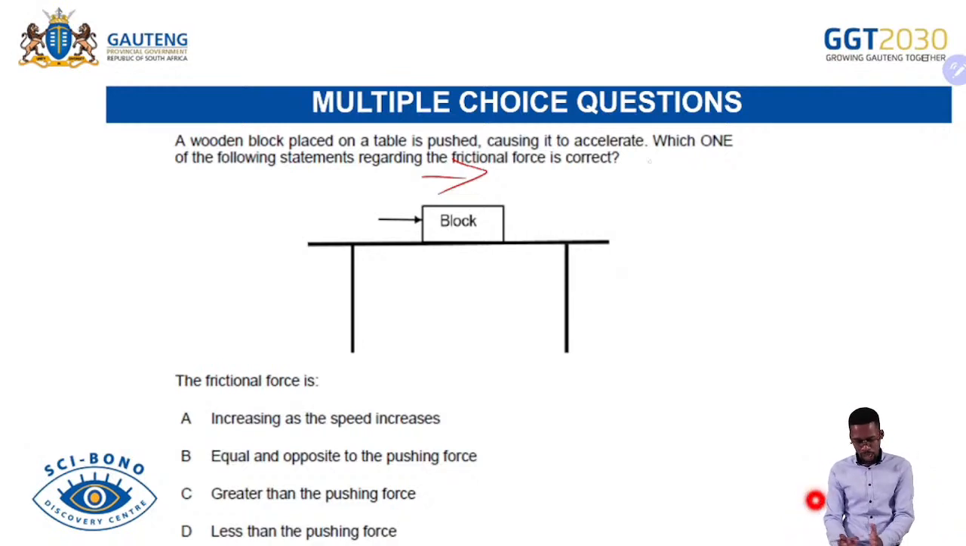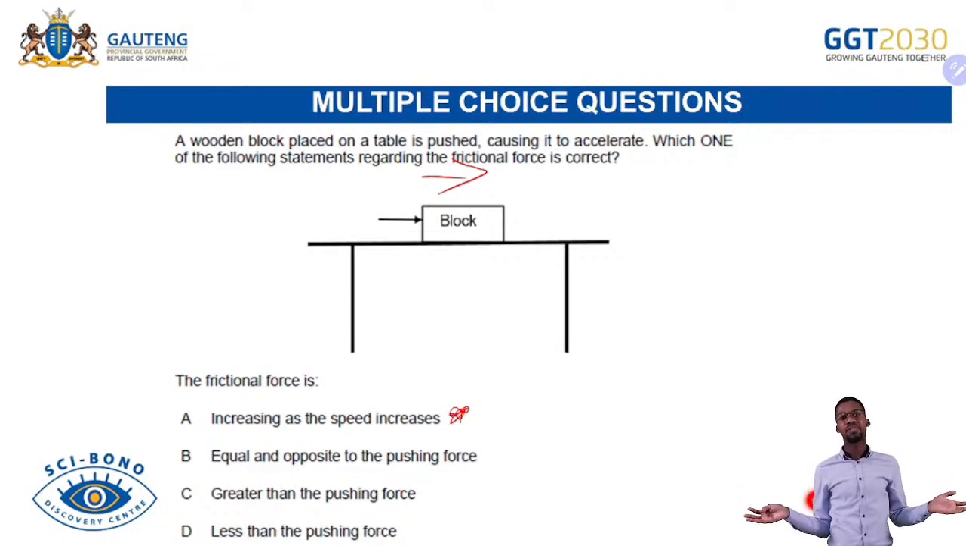So now you start to look at your options. Frictional force is A. Let's look at A: increasing as the speed increases. For us to say that it is not correct, it's because of the exam guideline. It says that frictional force is independent of the speed of the motion. So it makes A incorrect. We eliminate it.